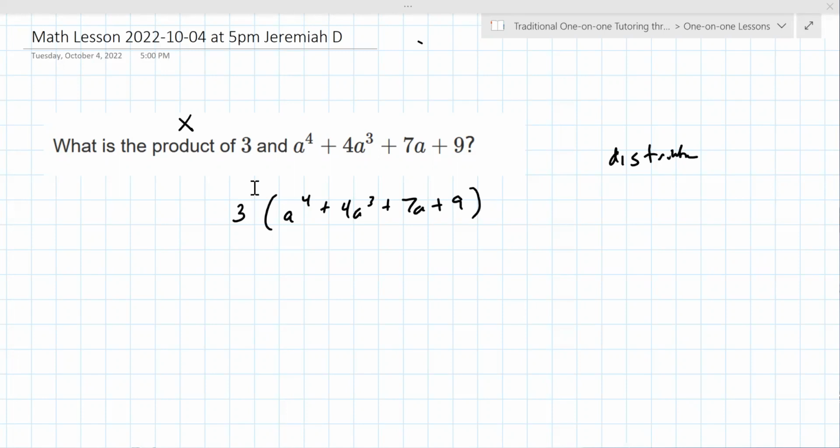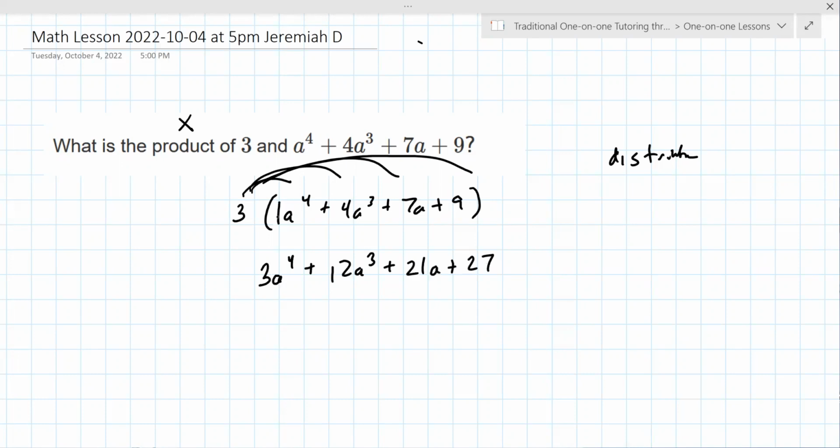So we're going to distribute the 3 to everything. So that's 3a to the 4th plus 12a cubed plus 21a plus 27. Do you see I'm multiplying the number in front each time? Yep. So 3 times 1, 3 times 4, 3 times 7, 3 times 9.